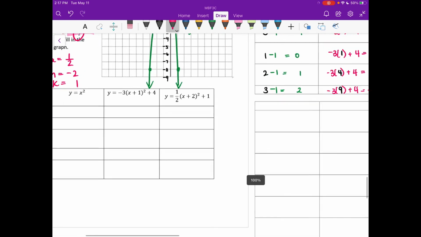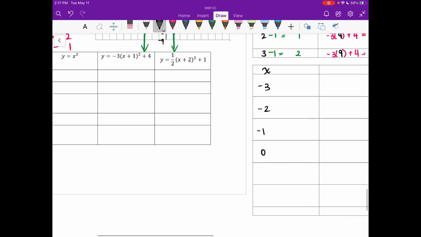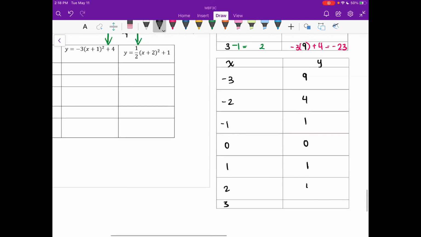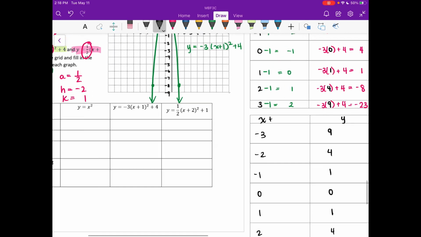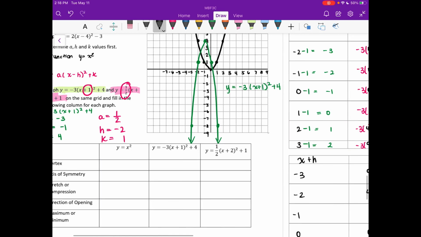Let's go plug it into our formula here, right? We know we have x, so let's just draw in our x's, our original ones, right? Let's draw in our original y's: 9, 4, 1, 0, 1, 4, and 9. And then let's go write in our equation. So I know it's going to be x plus h, a, y plus k, and that's just from up here.